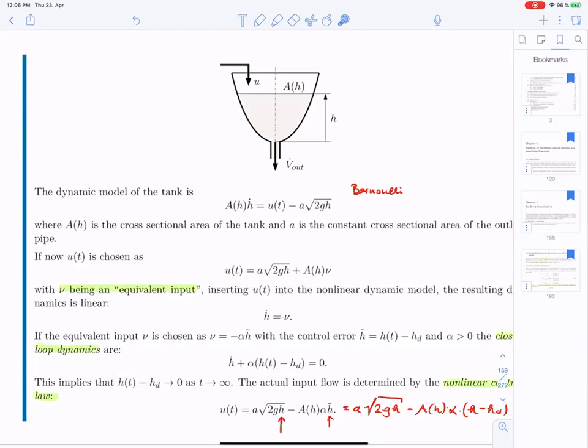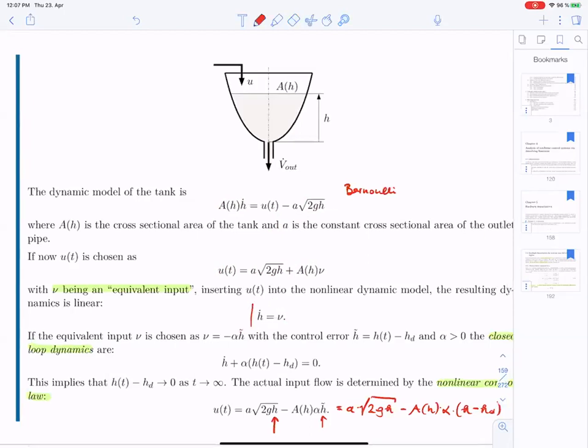Somebody told us to use this control law. What happens if you take this u(t) and insert it into here? Then obviously what you can see is that this expression here is cancelled out by this one. And because A(h) is multiplied by h dot and also here by the so-called equivalent input, we are left with a very simple expression, which is this one. So h dot is equal to nu.